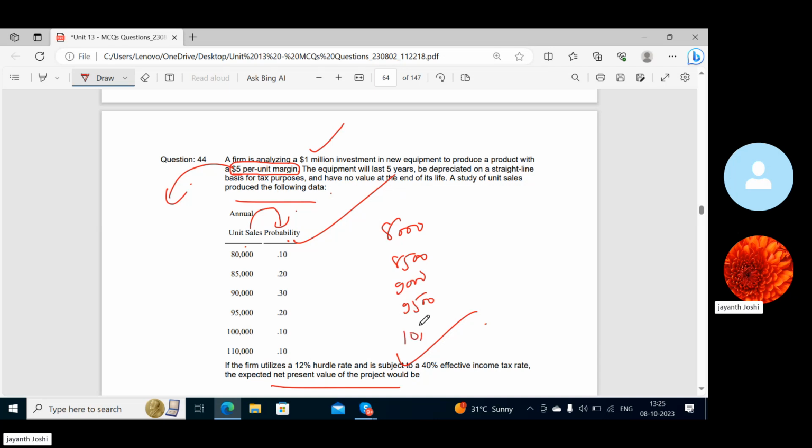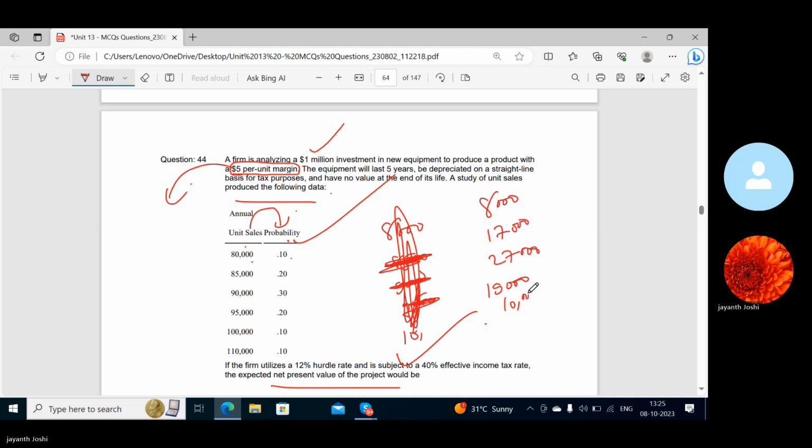Then here, what we can do, sorry, the second one is 17,000. So it is 17, 9 threes are 27,000, 19,000, 10,000, 11,000. This is the case. So the total sales units will be 92,000, right? This is 100%.